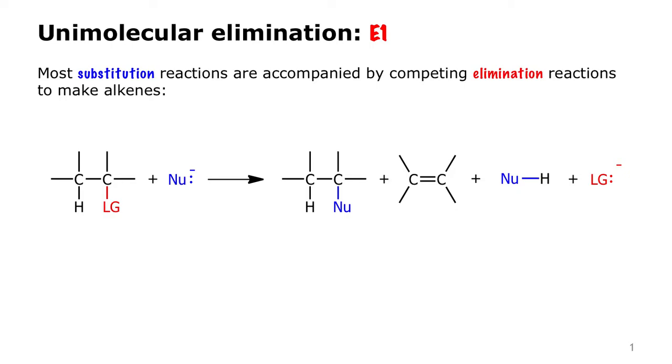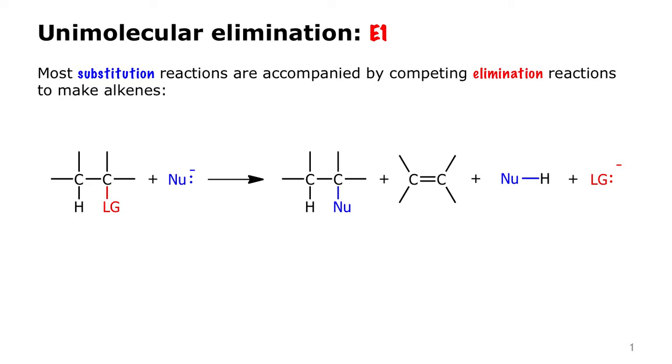Having explored substitution reactions that operate by SN1 and SN2 mechanisms in the previous chapter, we now need to turn our attention to elimination reactions, because we find that elimination reactions often accompany substitution reactions because the reagents have similar properties, and under identical conditions you can often get a mixture of both substitution and elimination.